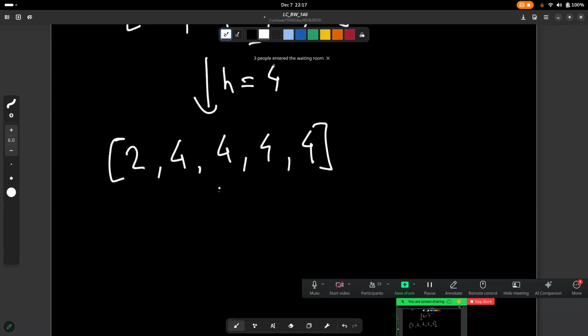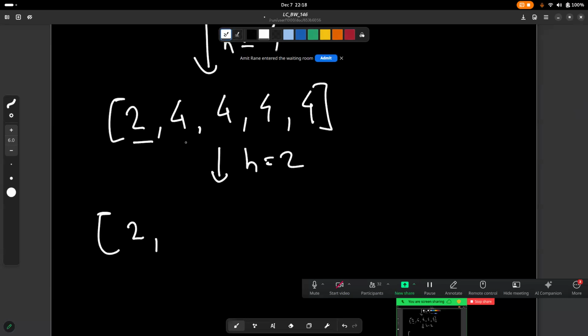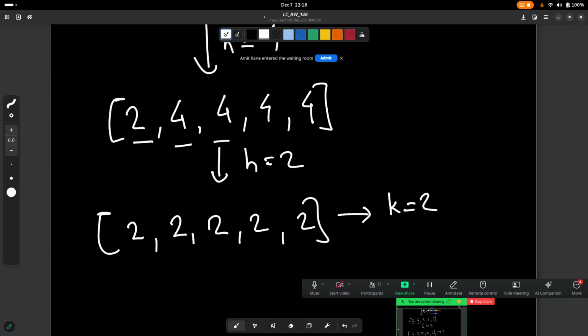Next, you choose h equal to 2. Well, 2 is less than or equal to h, which is 2, no change. 4 is strictly greater than h, so change 4 to h, which is 2. Similarly, change the other 4s to 2. Finally, you have this array which has been completely converted to k, which was indeed 2.